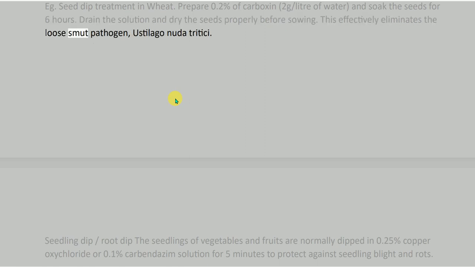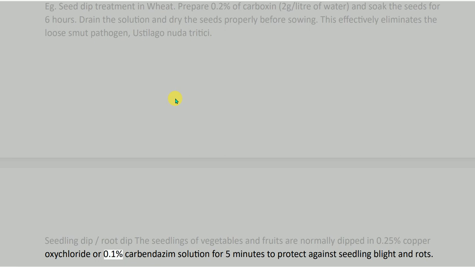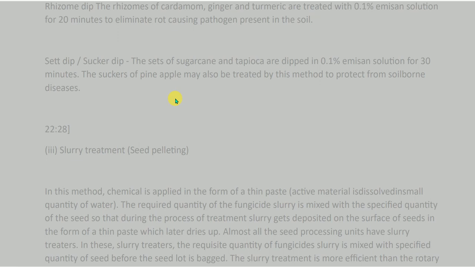Seedling dip, root dip. The seedlings of vegetables and fruits are normally dipped in 0.25% copper oxychloride or 0.1% carbendazim solution for 5 minutes to protect against seedling blight and rots. Rhizome dip. The rhizomes of cardamom, ginger and turmeric are treated with 0.1% Emisan solution for 20 minutes to eliminate rot-causing pathogens present in the soil. Set dip, sucker dip. The sets of sugarcane and tapioca are dipped in 0.1% Emisan solution for 30 minutes. The suckers of pineapple may also be treated by this method to protect from soil-borne diseases.